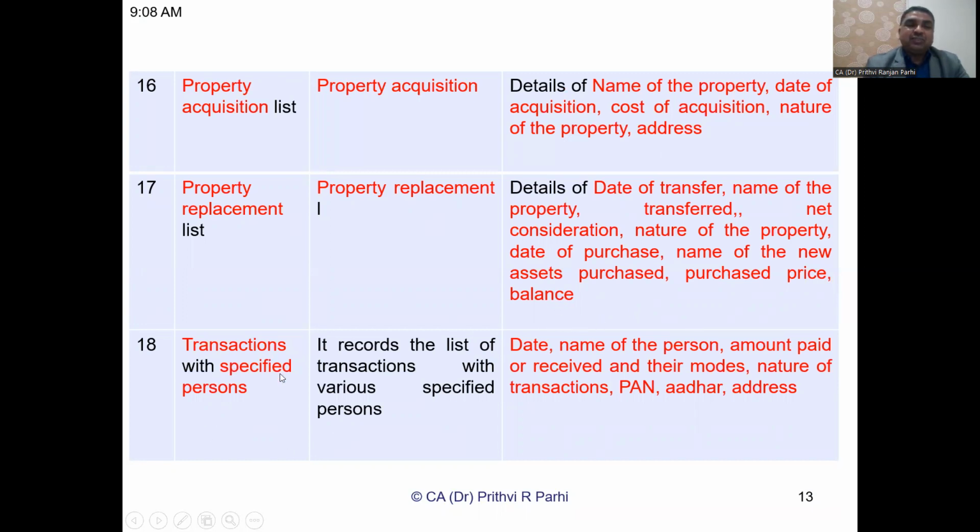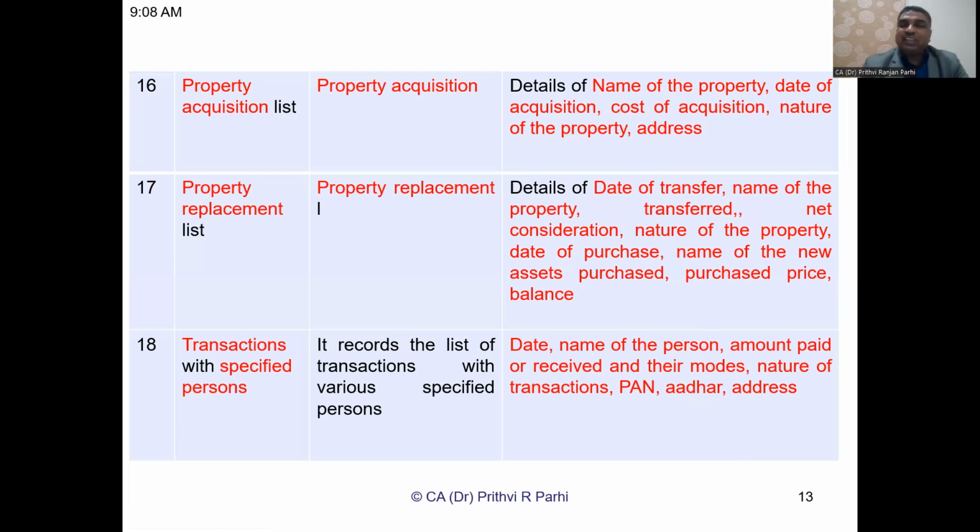Then transactions with specified persons. Specified persons means trustees, founders, and their relatives. So if there is some transaction with them, then record the date, name of the persons, amount paid or received, their modes, nature of transaction, PAN, Aadhaar, and address. These are the things which are required to be kept.